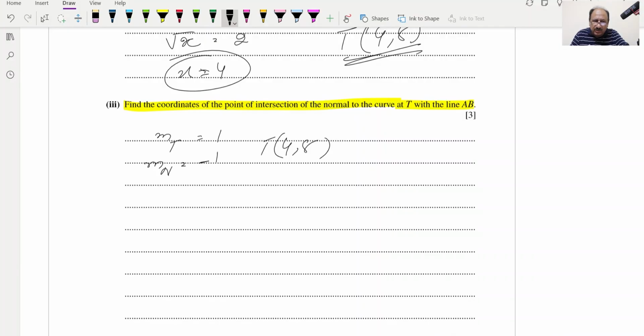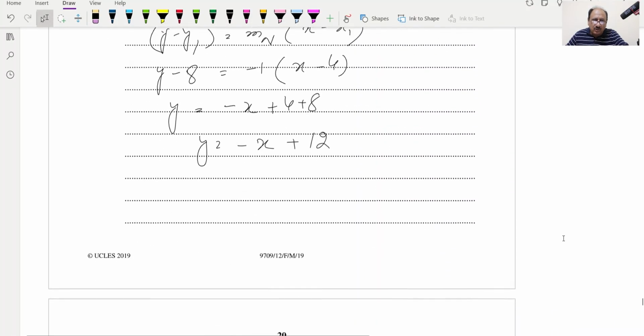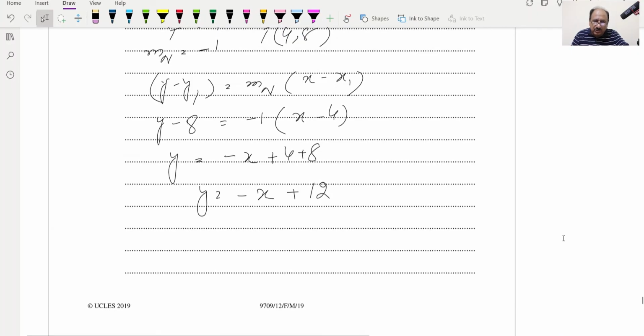So we can write equation. So y minus y1 is equal to m of the normal into x minus x1. So this will be equation of normal, and y minus 8 is equal to minus 1 into x minus 4, and this will be y is equal to minus x plus 4 and plus 8. So y is equal to minus x plus 12, and this equation, now we can use equation of AB.